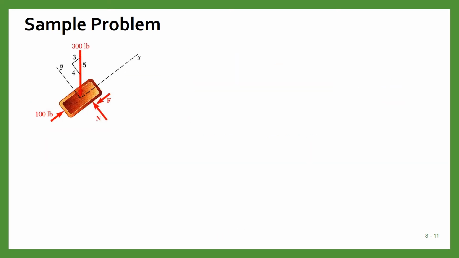So this is the free body diagram of the problem. This weight will act vertically downward, N is normal to the surface, and this is the applied force. Because the force is applied in this direction, we are supposing that the motion will be in this direction, so the frictional force will be opposite to this, so the friction force will be in this direction.